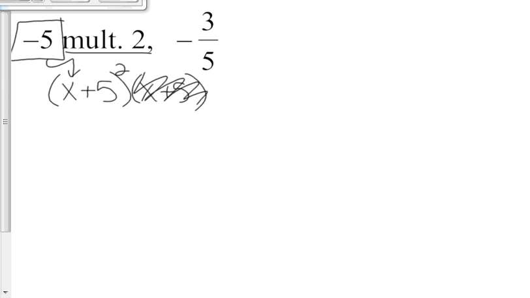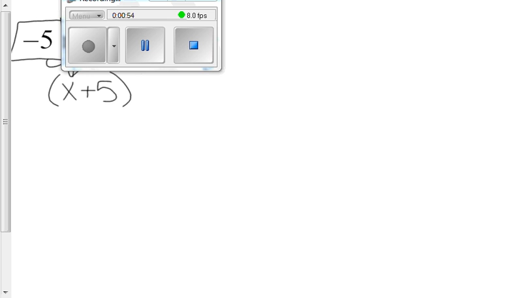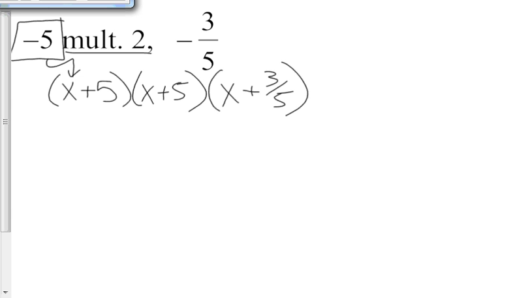Now, since we're going to have to potentially multiply this out in the end, I'm going to leave it as 2 groups. Okay, the other zero we have is -3/5. So that would come from the factor x plus 3/5. Basically, you're going to put the opposite sign in the factor, because if the signs are opposite, they would cancel and become 0. So this here would be a polynomial function of least degree that has those zeros.